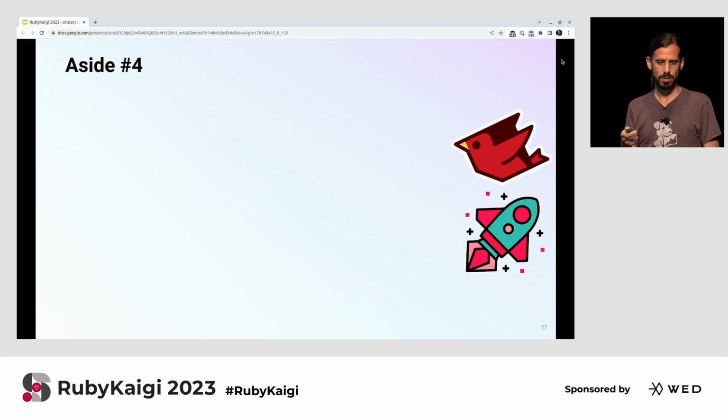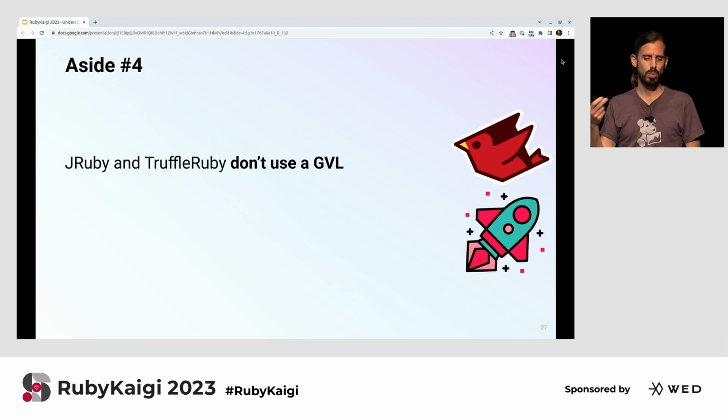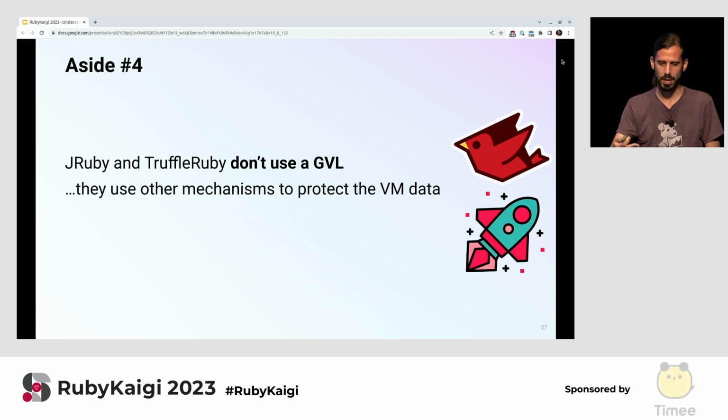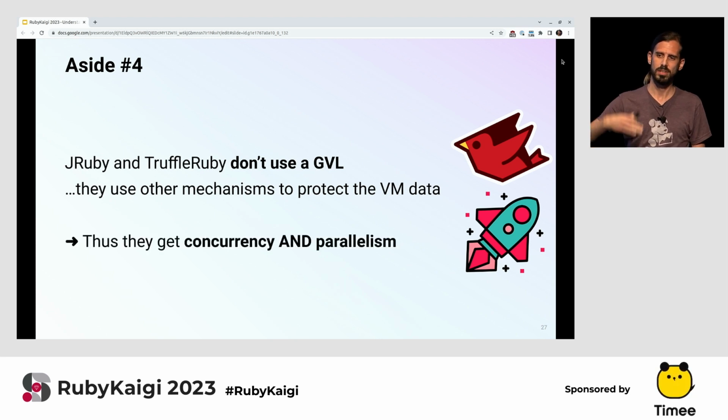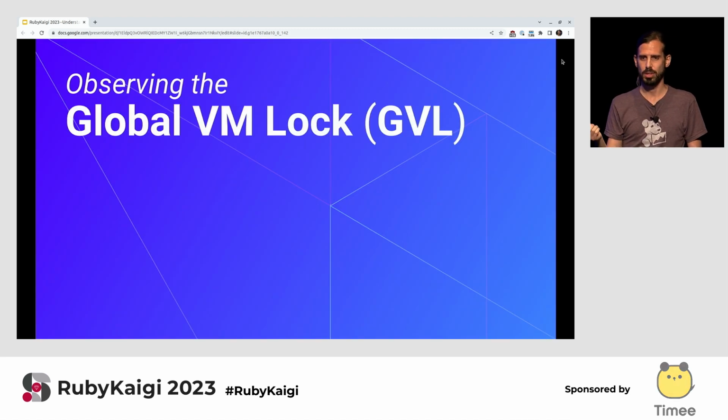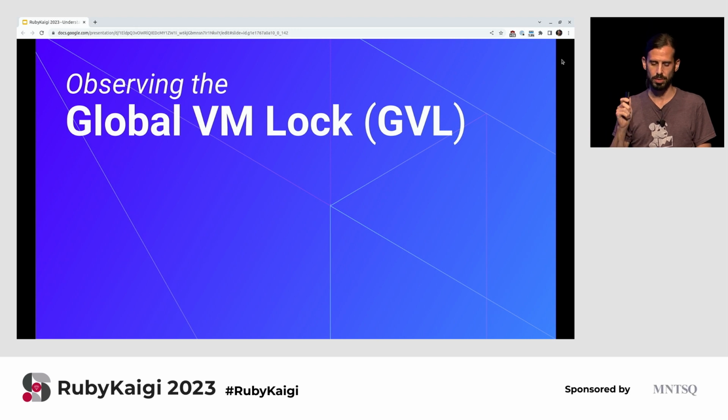So as another aside, if you ever use JRuby or Truffle Ruby, there are alternative high-performance Ruby implementations that actually don't use a JVL. They use other mechanisms to protect their own VM data, which actually means that they get concurrency and parallelism. So it's an interesting contrast with the regular CRuby VM. Okay, so we've talked about what the JVL is and what the JVL is not. Let's talk about the interesting part, which is observing it. How can we observe the global VM lock or JVL?